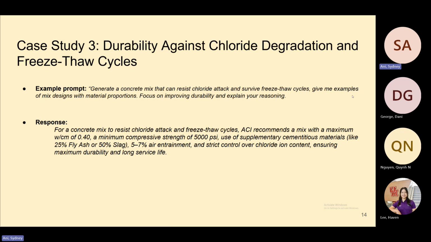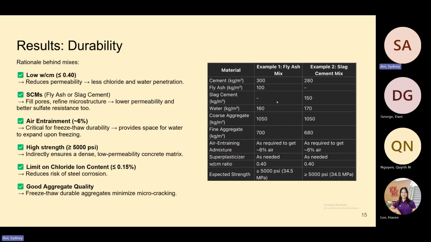So we asked ChatGPT to generate concrete mix designs with these two major durability issues for structures exposed to things like de-icing salts or marine environments. And by using the ACI 318 durability guidelines that we uploaded into the chat, ChatGPT identified some important parameters such as a maximum water to cement ratio of 0.40, a minimum compressive strength of 5,000 psi, about 34.5 MPa, and an air content around 6% for standard aggregates. It also came up with two concrete mix designs, one using fly ash and the other using slag cement, and presented them in a clear table with the correct material proportions.